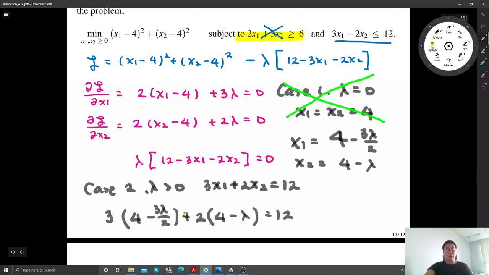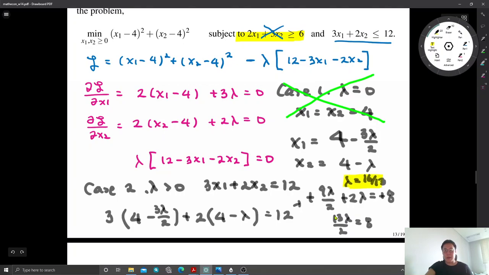All right. So now you can solve this equation for lambda. I have minus 9 lambda over 2 minus 2 lambda. So that should be negative 8. Okay, so changing the sign to positive, then 13 lambda over 2 equals 8. So I guess lambda is 16 over 13.